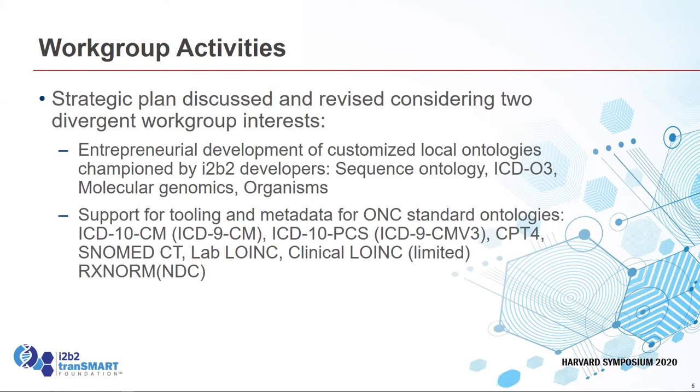But I think a slightly larger group is more interested in seeing that we get support across the I2B2 community for standard ontologies that everybody is likely to have deployed in their electronic health record. Those core ontologies include ICD-10-CM, 10-PCS, CPT-4, SNOMED-CT, all of LOINC for the US domain, clinical LOINC limited to vital signs and a few other items, and of course, RxNorm medications.